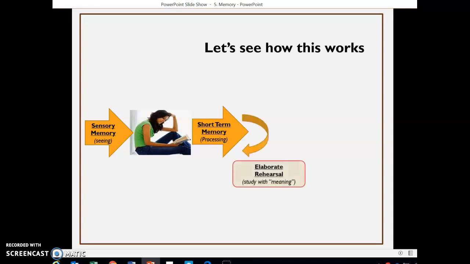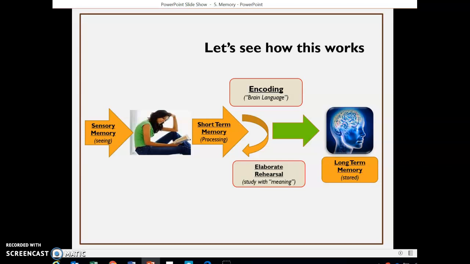Now, if you use this term called elaborate rehearsal, that just simply means studying with meaning. If it becomes a meaningful thing to you, in other words, we talked about this in class, where you could actually sit down and explain it to somebody without your notes, that means that's study with meaning. Dorky Hints is also an example of elaborate rehearsal. You've done this well enough that you understand it, and encoding's going to take place again. That's just putting it into the brain language so that it can be filed. And if we do that successfully, it ends up in long-term memory where it's stored.